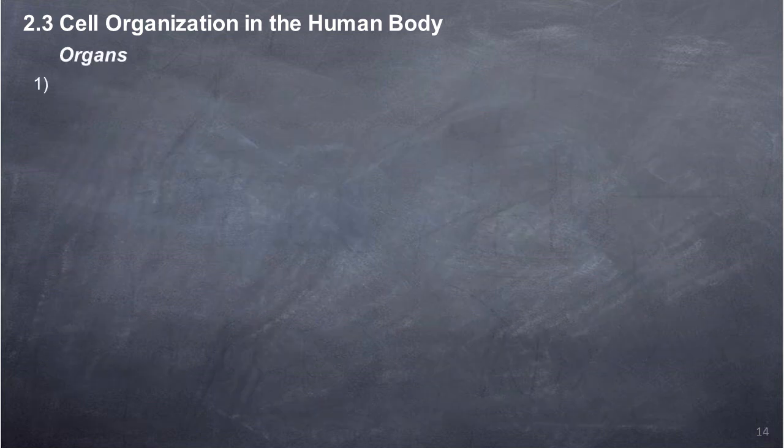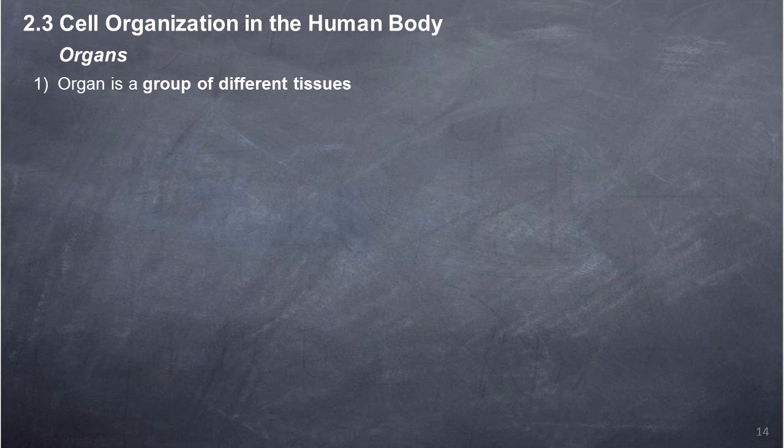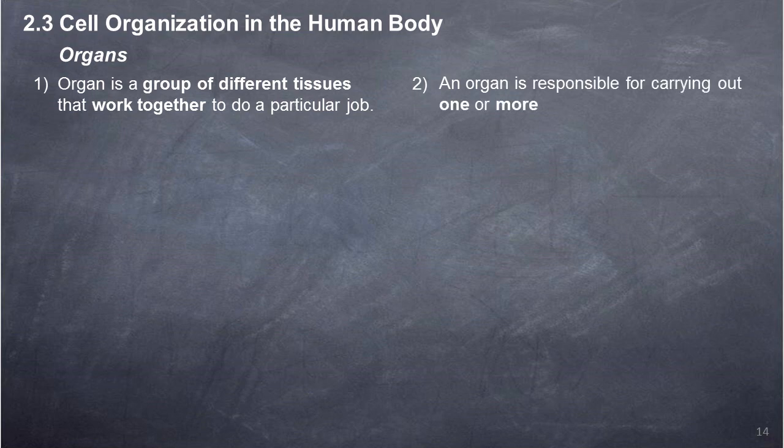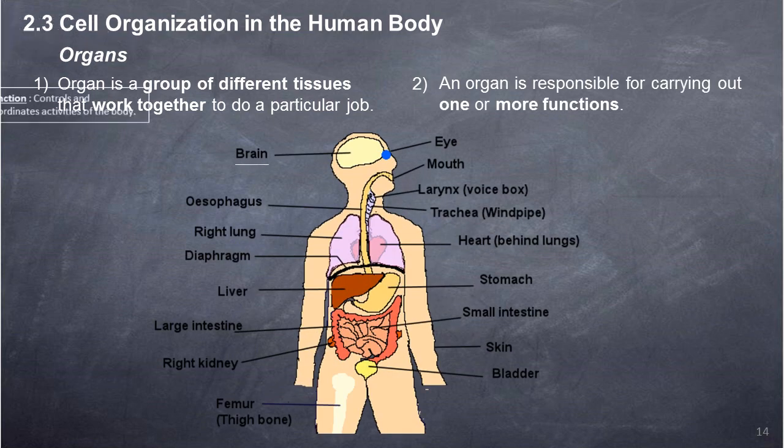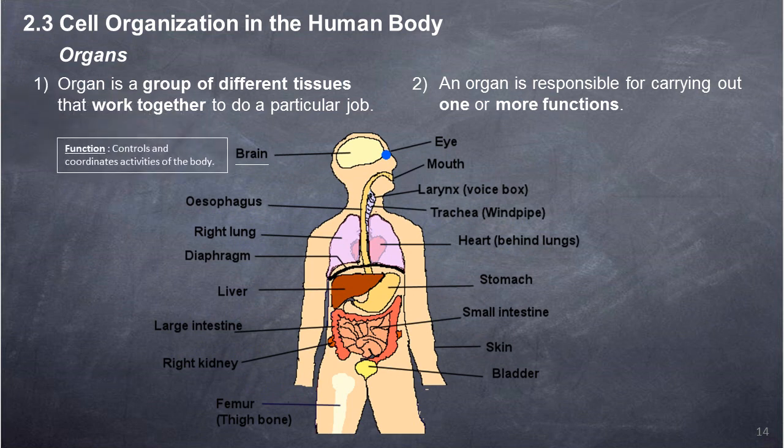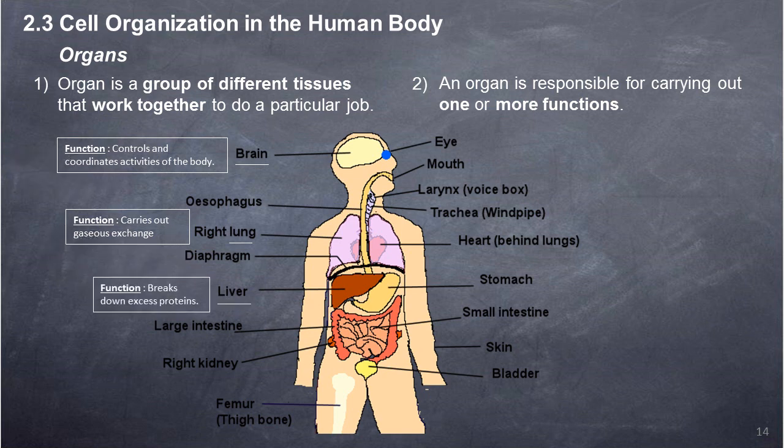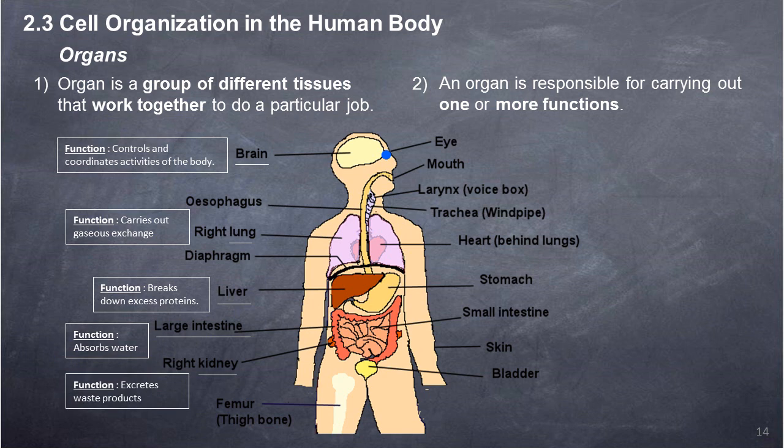Organs. One, an organ is a group of different tissues that work together to do a particular job. Two, an organ is responsible for carrying out one or more functions. Brain. Function: controls and coordinates activities of the body. Lungs. Function: carries out gaseous exchange. Liver. Function: breaks down excess proteins. Large intestine. Function: absorbs water. Kidney. Function: excretes waste products.